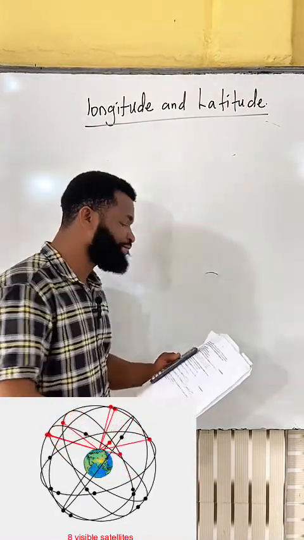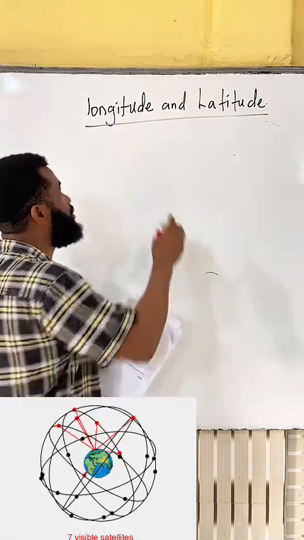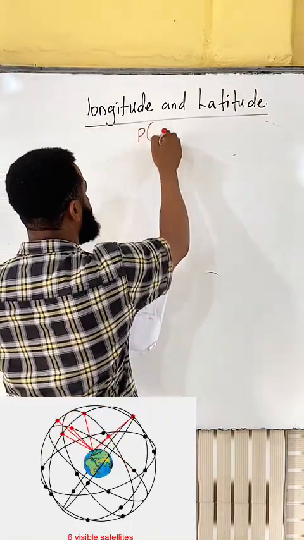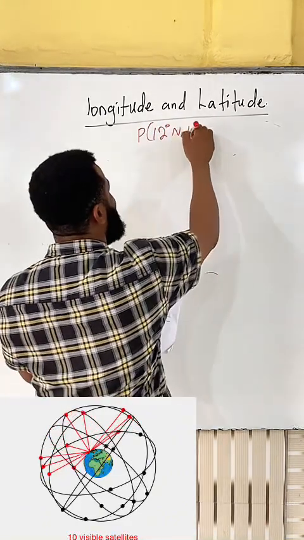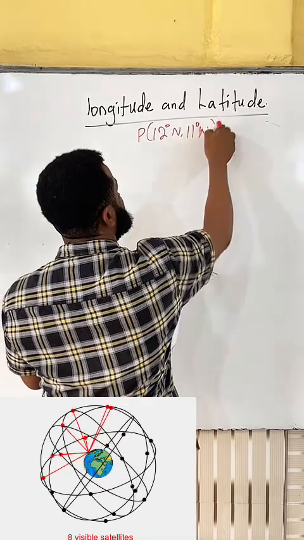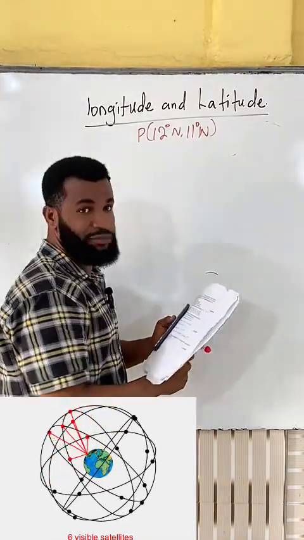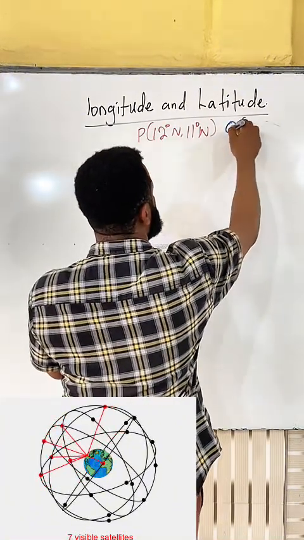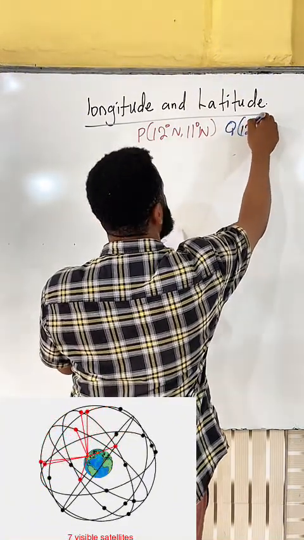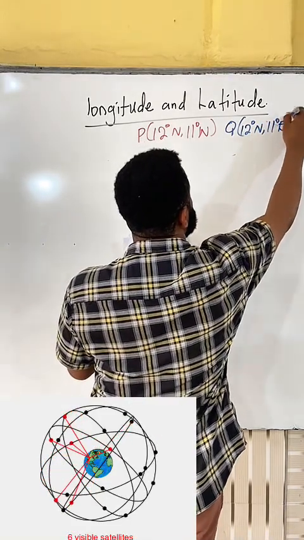The question says, an aircraft flies from point P. So we have point P, which is 12 degrees north, 11 degrees west. Then this is point P. It flies from this point P to point Q. Point Q is 12 degrees north, 11 degrees east.